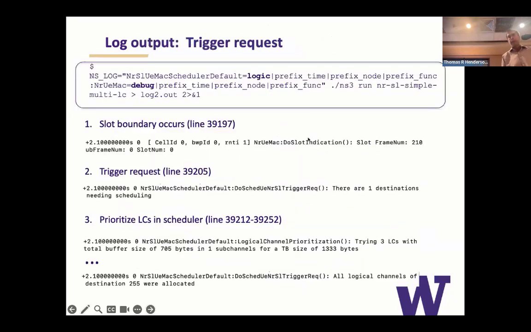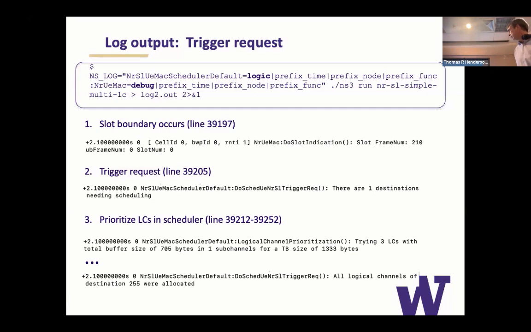All right, so let's look at this trigger request. Again, this is for future reference if you want to reproduce this. I've had to drop down in the log level to the logic level in the scheduler to see some of these log statements because the info level is not exposing that presently. And the debug level at the NRU MAC. So the slot boundary occurs.